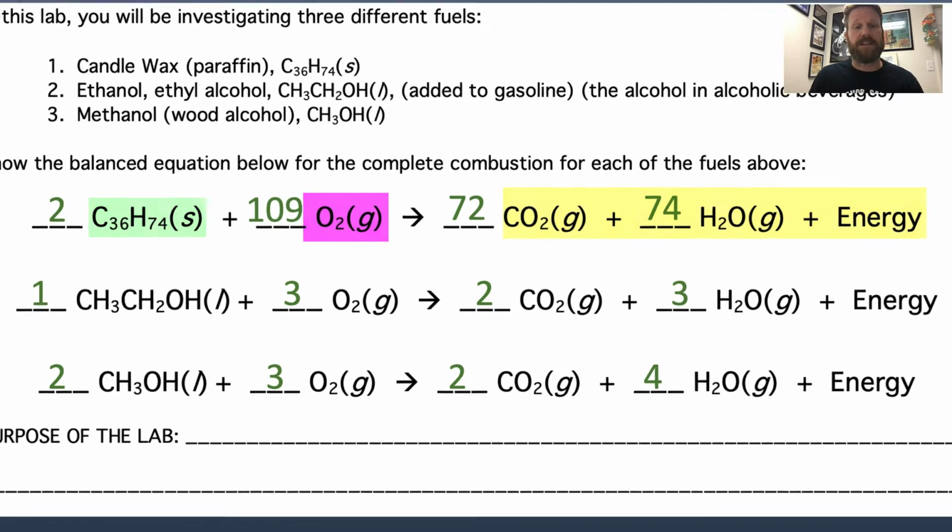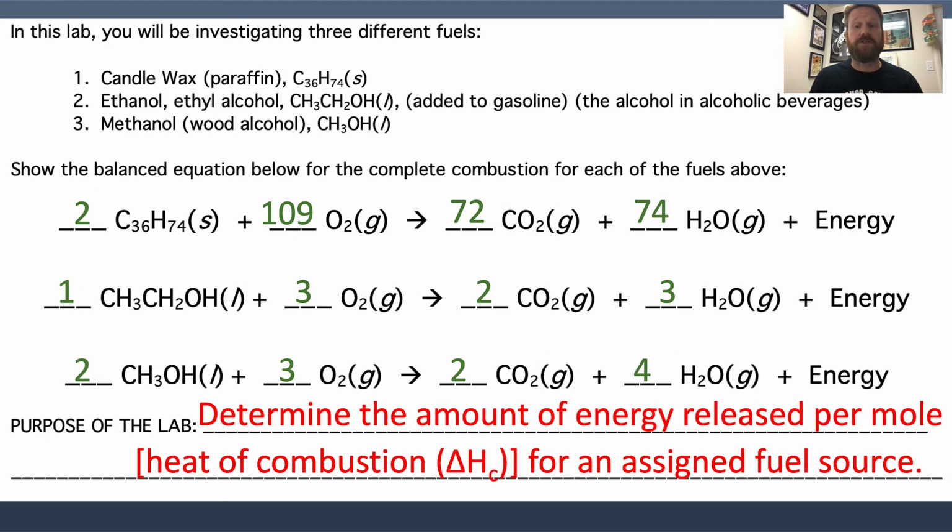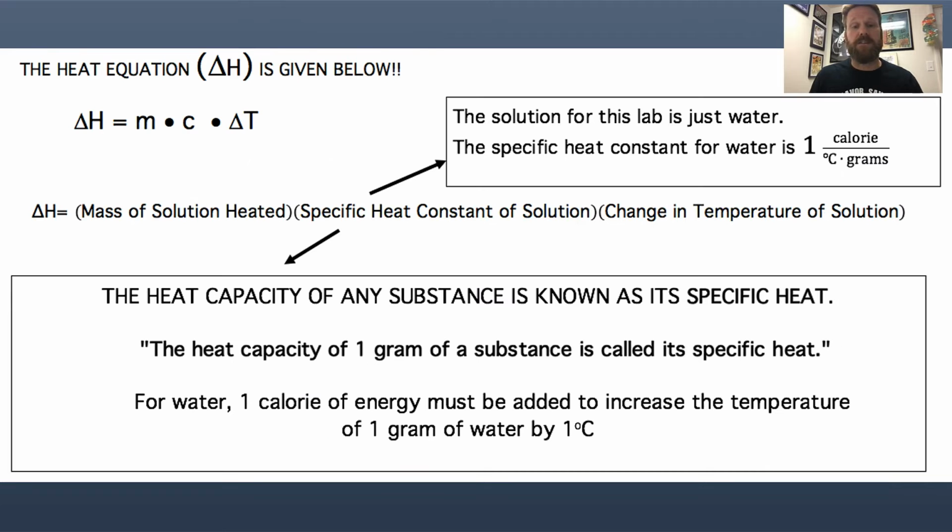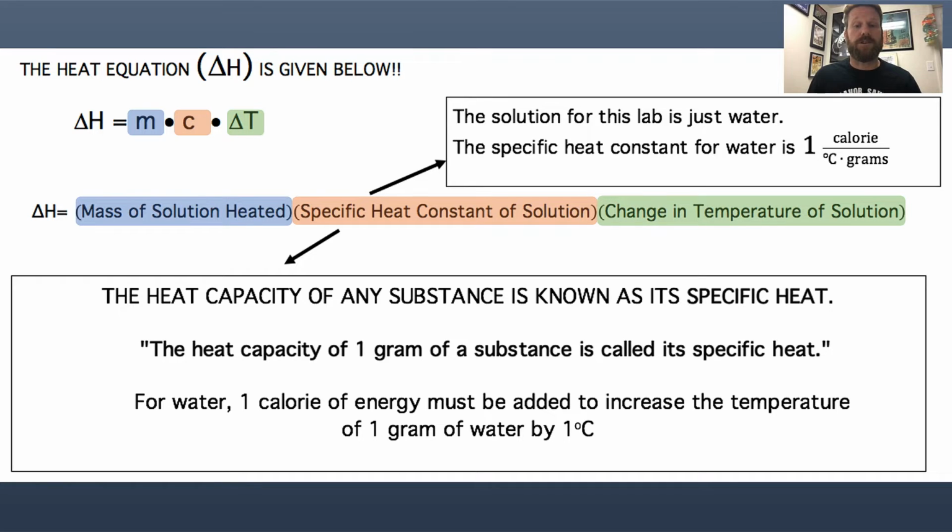The purpose of this lab is to determine the amount of energy released upon burning 1 mole of the hydrocarbon fuel. This quantity is known as the heat of combustion, or delta H with a little c. To determine the heat of combustion, we will use the following equation. Delta H equals m, which stands for the mass of the solution being heated, times c, which is the specific heat constant, times delta T, which is the change in temperature of the solution.